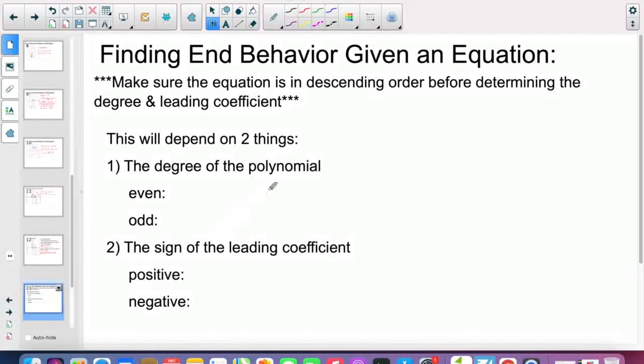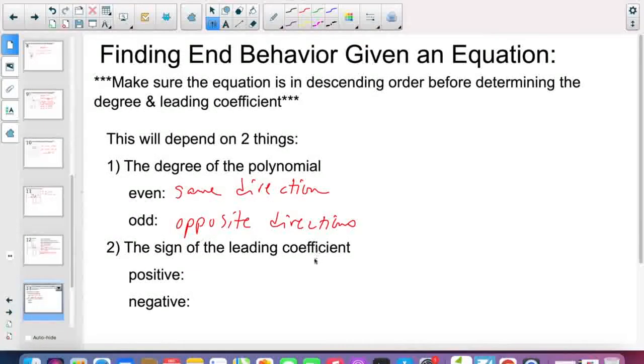So let's talk about how to find end behavior when they give us an equation instead of when they give us the graph. First thing you have to do is make sure the equation is in descending order. If you don't, then your leading coefficient won't be in front, and that may confuse you. So make sure that your polynomial is in descending order. Finding end behavior is going to depend on 2 things: the degree of the polynomial. If it's an even degree, we know they're going to be going in the same direction. If it's an odd degree, they're going to be going in opposite directions.